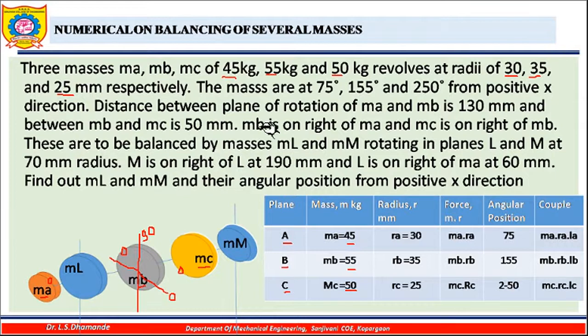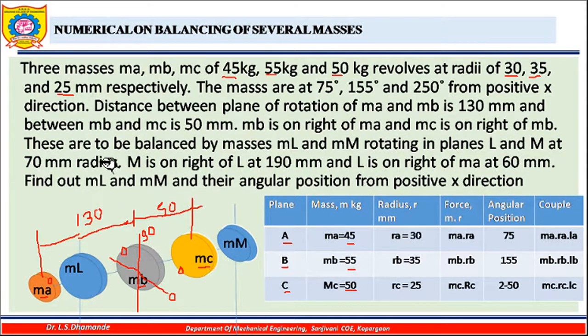So the distance between the planes of rotation of MA and MB is 130 mm. So the distance between these two is given to us, MA and MB. So the total distance from MA and MB is 130 mm, and between B and C is 50 mm. So the distance between these two pulleys B and C is 50 mm. And MB is on the right of MA, so MA is on the left side of this MB, and MC is on the right of MB.